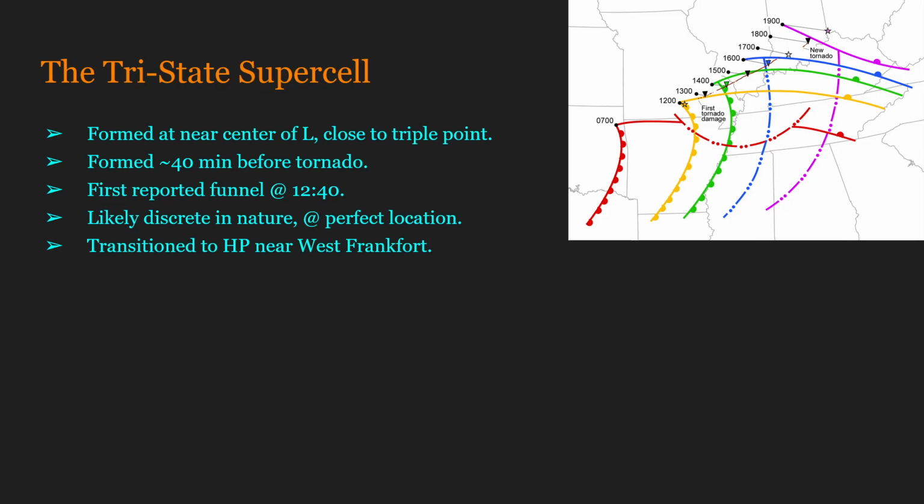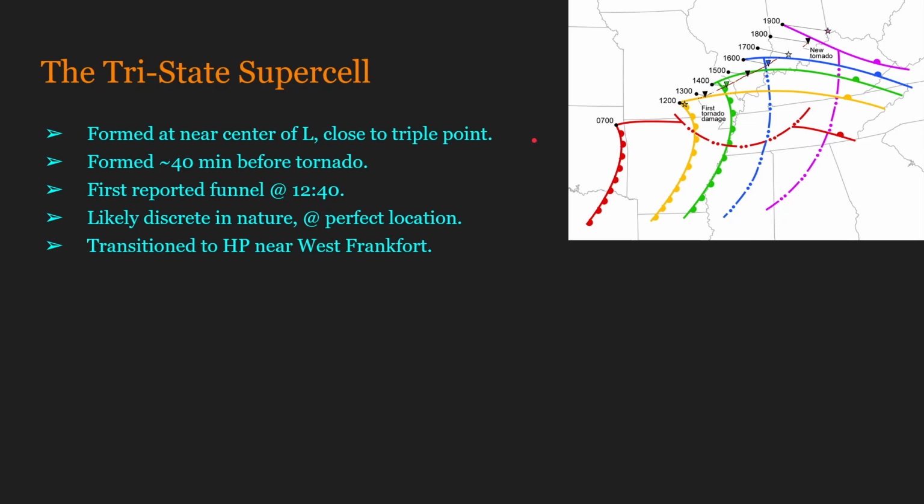This supercell being located directly near the center of the surface low and also practically at the triple point of the fronts was a near perfect location for this supercell to just be completely uninterrupted, which is most likely exactly what happened. We saw almost the exact same scenario. However, this cell is still different than the Quad-State Supercell, which started in Arkansas and then went all the way to Kentucky.